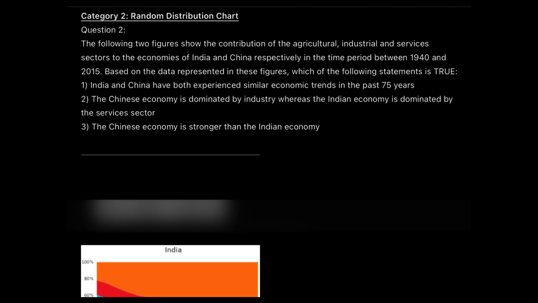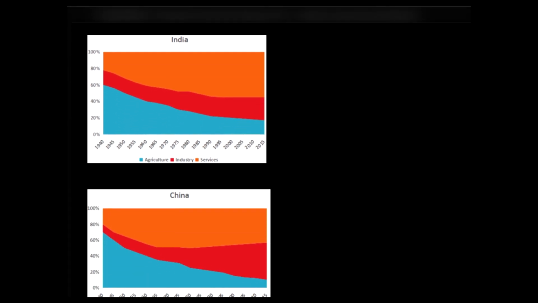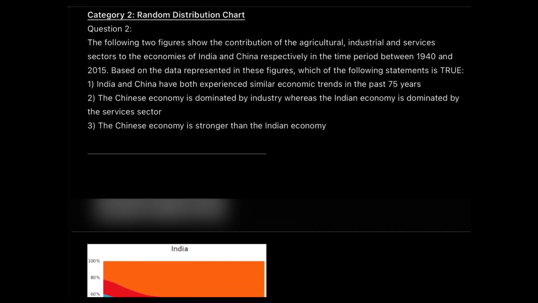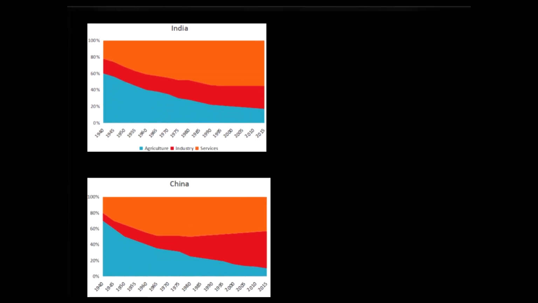Random distribution, if you read it, following two figures show the contribution of agriculture, industrial and services sectors to the economies of India and China, respectively, in the time period of 1940 to 2015. Based on the data represented in these figures, which of the following statements is true? Statement number one says that India and China have both experienced similar economic trends in the past 75 years. So look at this figure. Okay. So looking at this figure, we can say that they have experienced similar trends. Now, the Chinese economy is dominated by industry, whereas the Indian economy is dominated by the service sector, and the Chinese economy is stronger than the Indian economy.